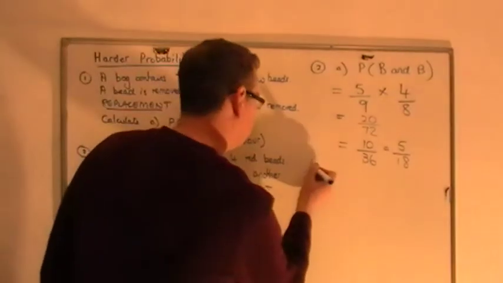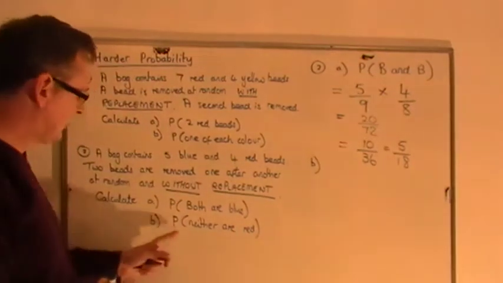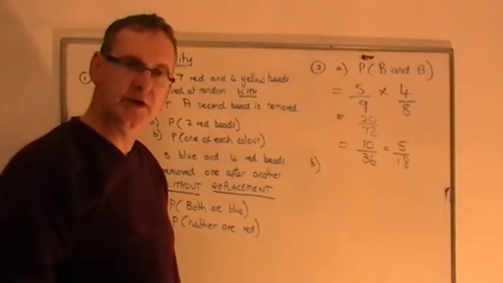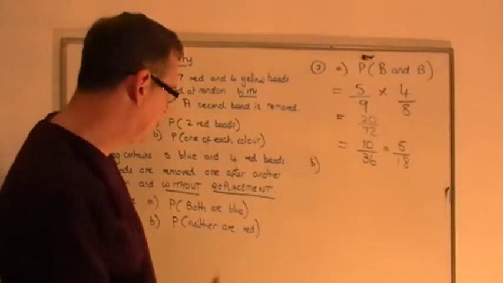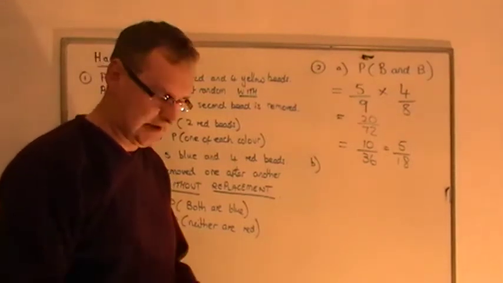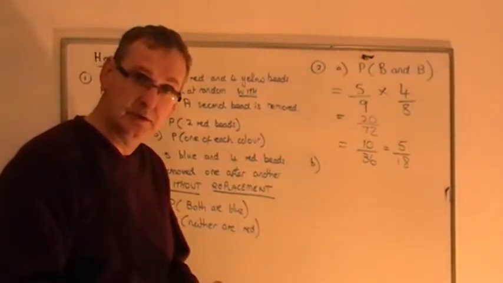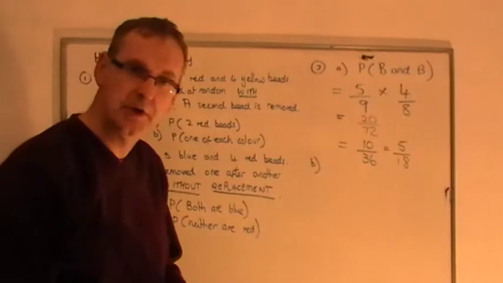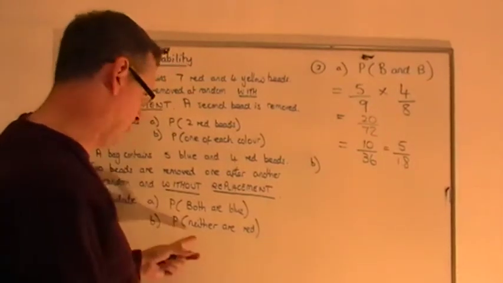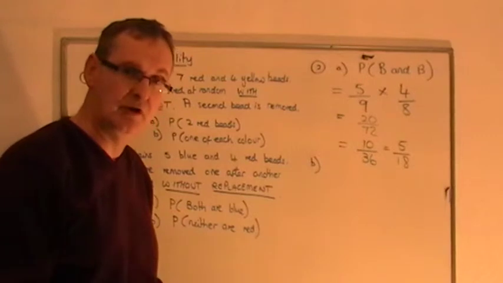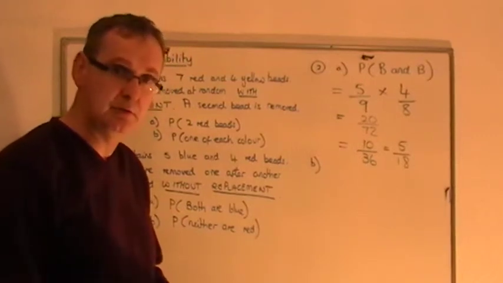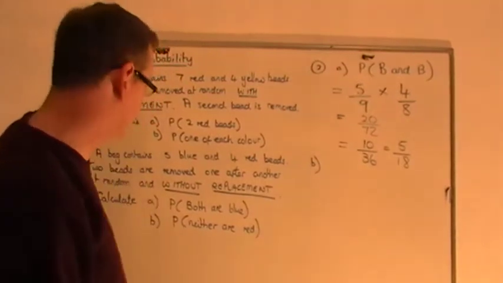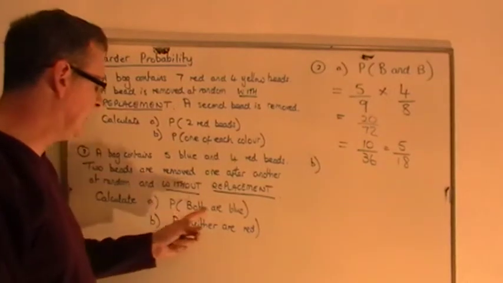Okay, part B. What's the chances that neither are red? Well, there's 2 ways of doing it, an easy way and a slower way. Neither are red. So that means you could either get a blue and a blue, that would be one option. Could you get a blue and a red? No, it says neither are red. So you can't get a blue and a red. Can you get a red and a blue? No. Neither are red. Can you get a red and a red? No.